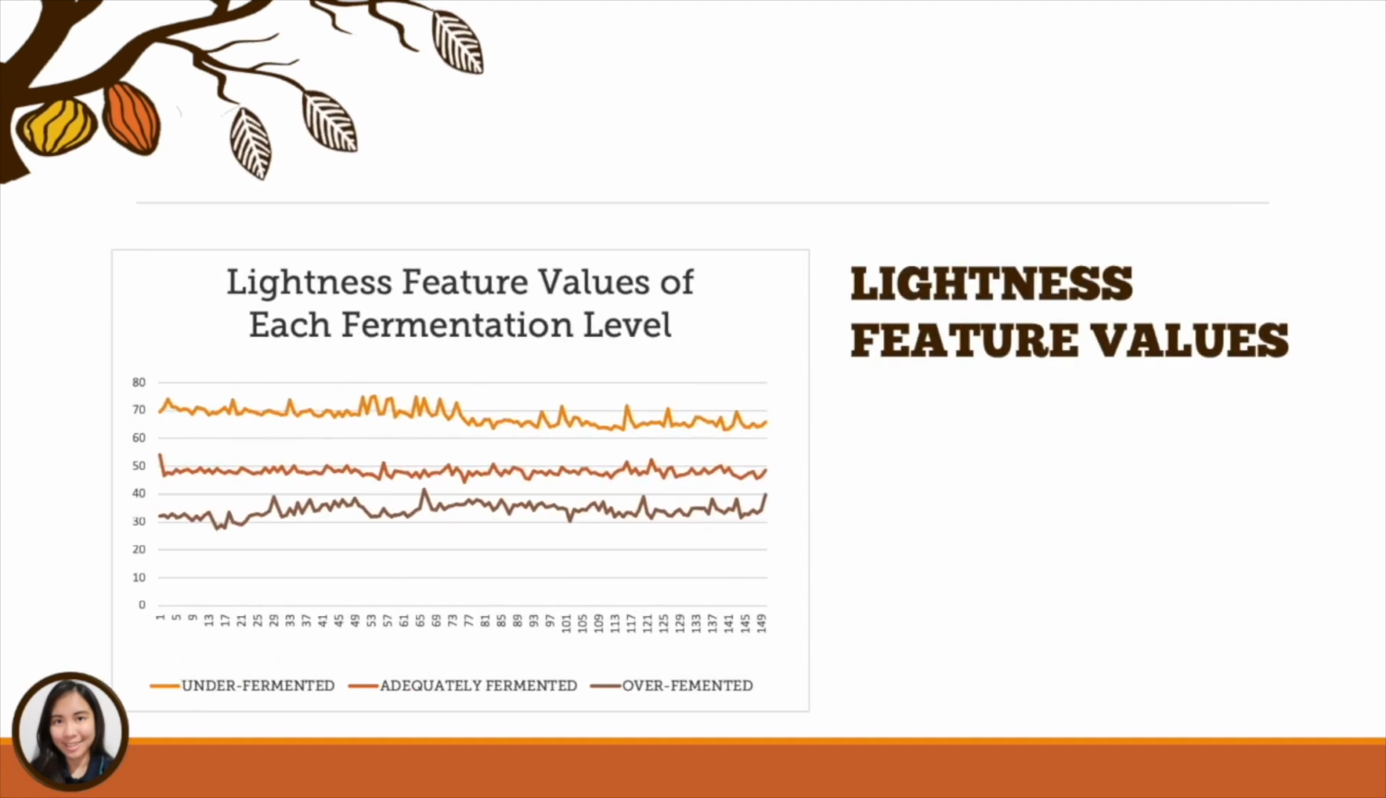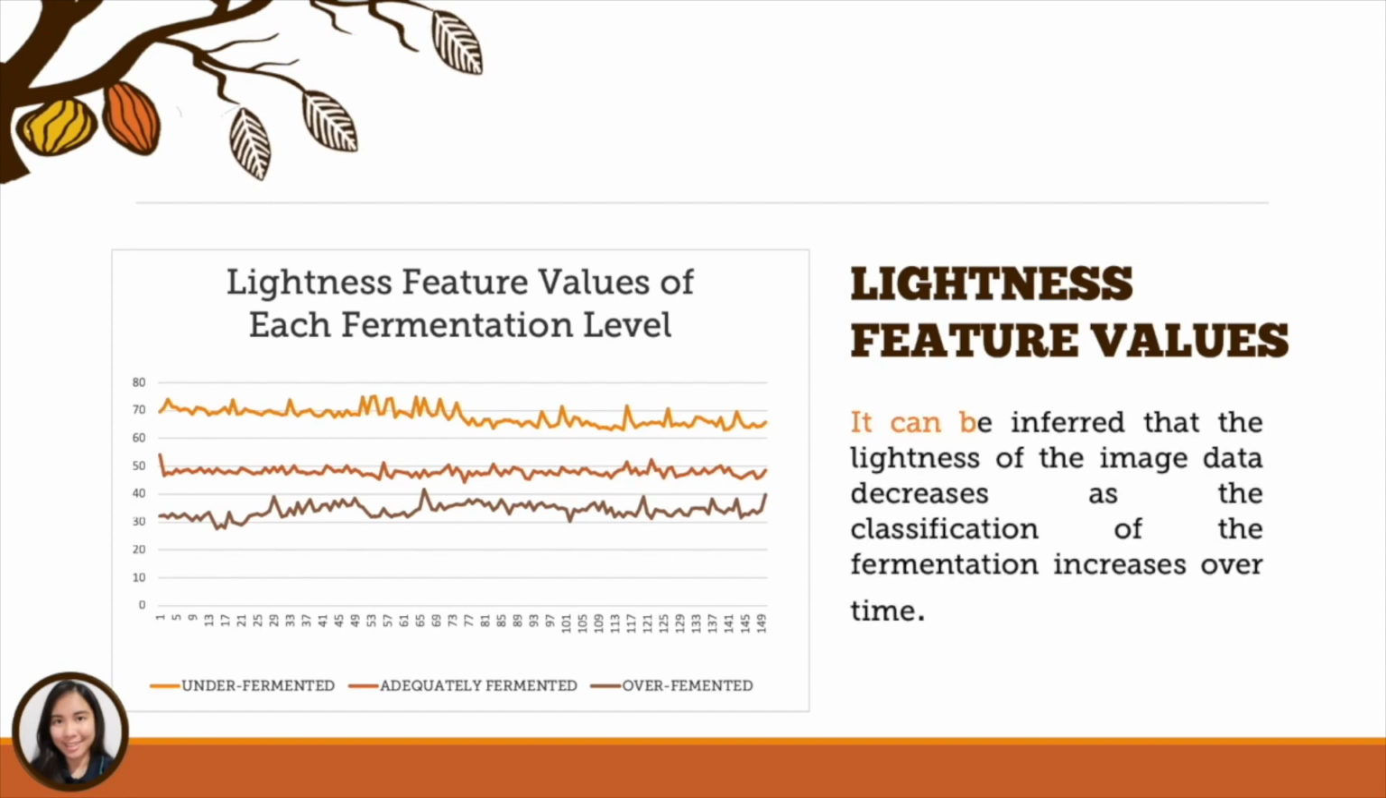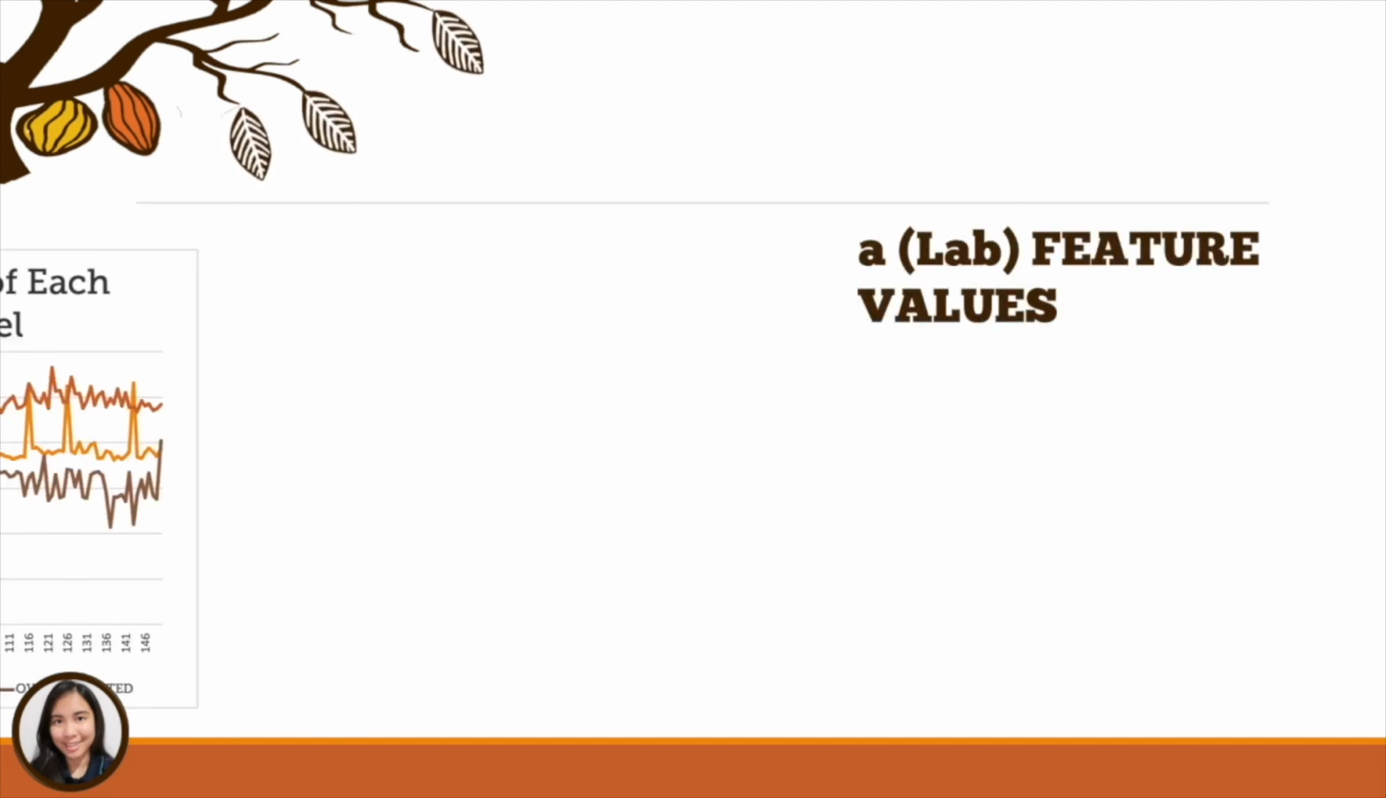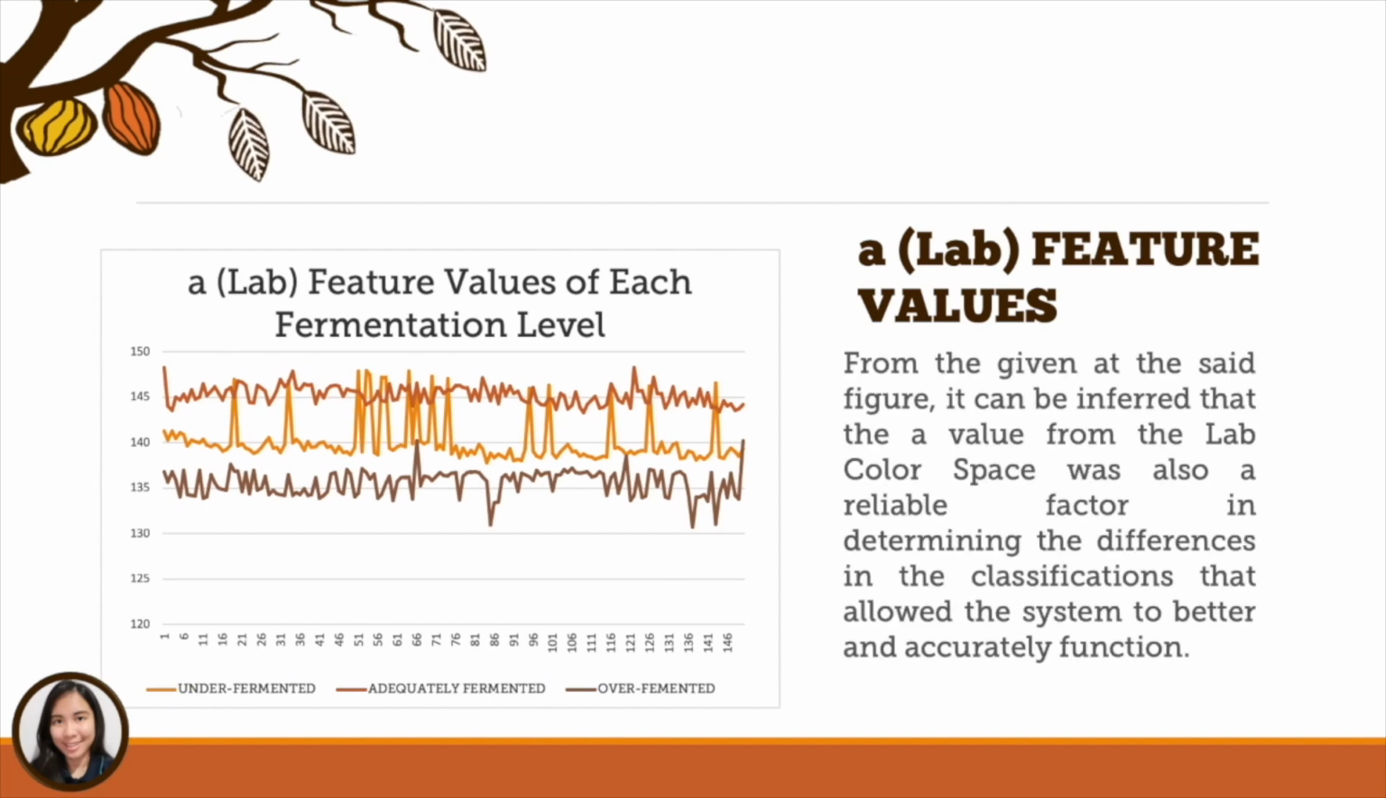The third color space analyzed in this project is the LAB color space. The first of the 3 features is lightness. From the graph here, it can be inferred that the lightness of the image data decreases as the classification of the fermentation increases over time. The second feature in this color space is the A values. From the given figure, it can be inferred that the A value from the LAB color space was also a reliable factor in determining the differences in the classifications that allow the system to accurately function.